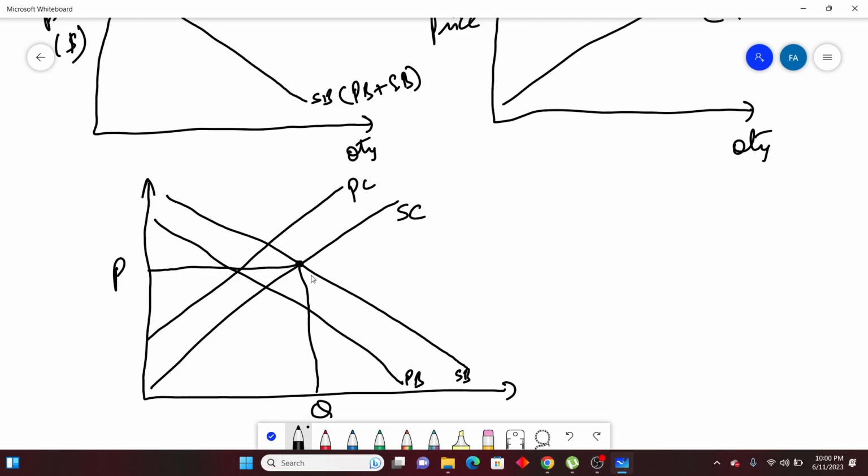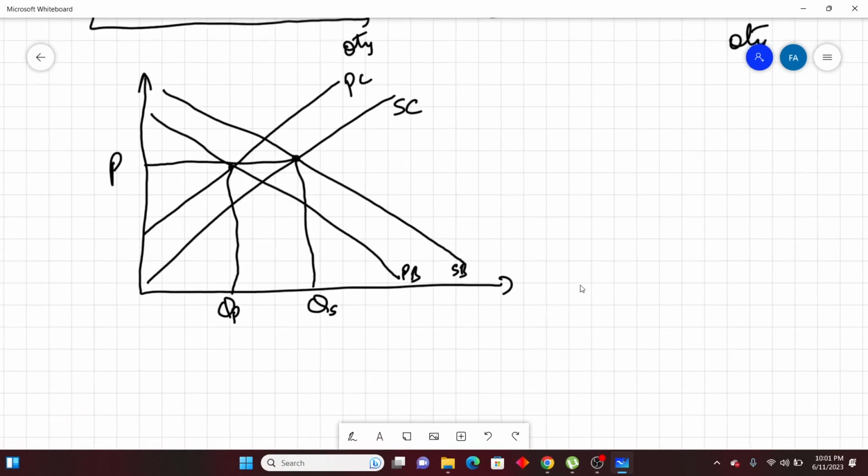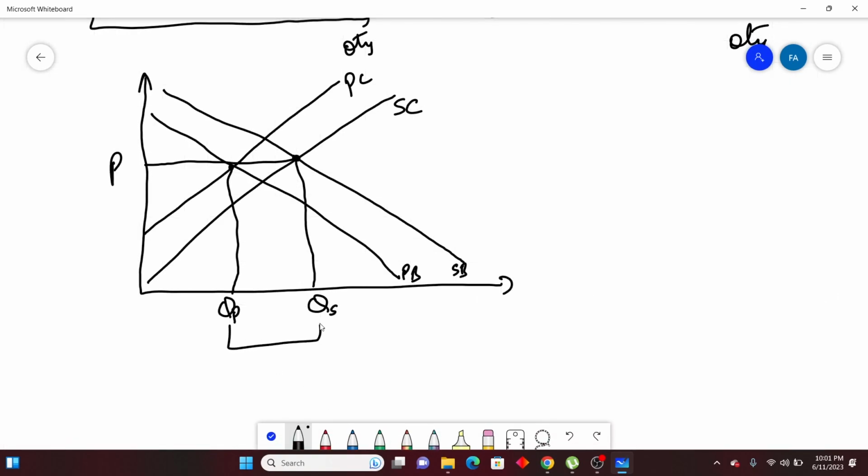Okay, but because of considering the private cost and the private benefit, you are just producing over here, which means that your quantity is less. I'll write P because this is private and this is social, S. Okay, you could see that there is a gap. This gap says that there is under consumption.